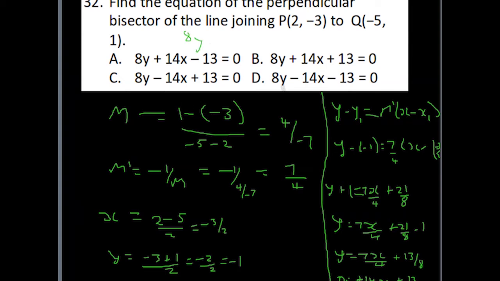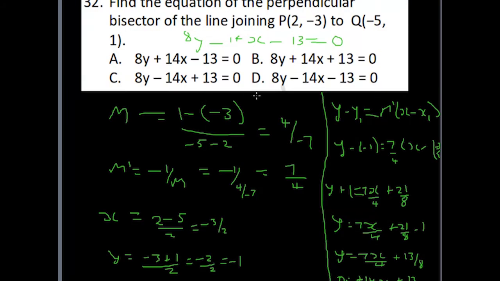Eight y minus 14x minus 13 equals 0. Which makes the correct option D.